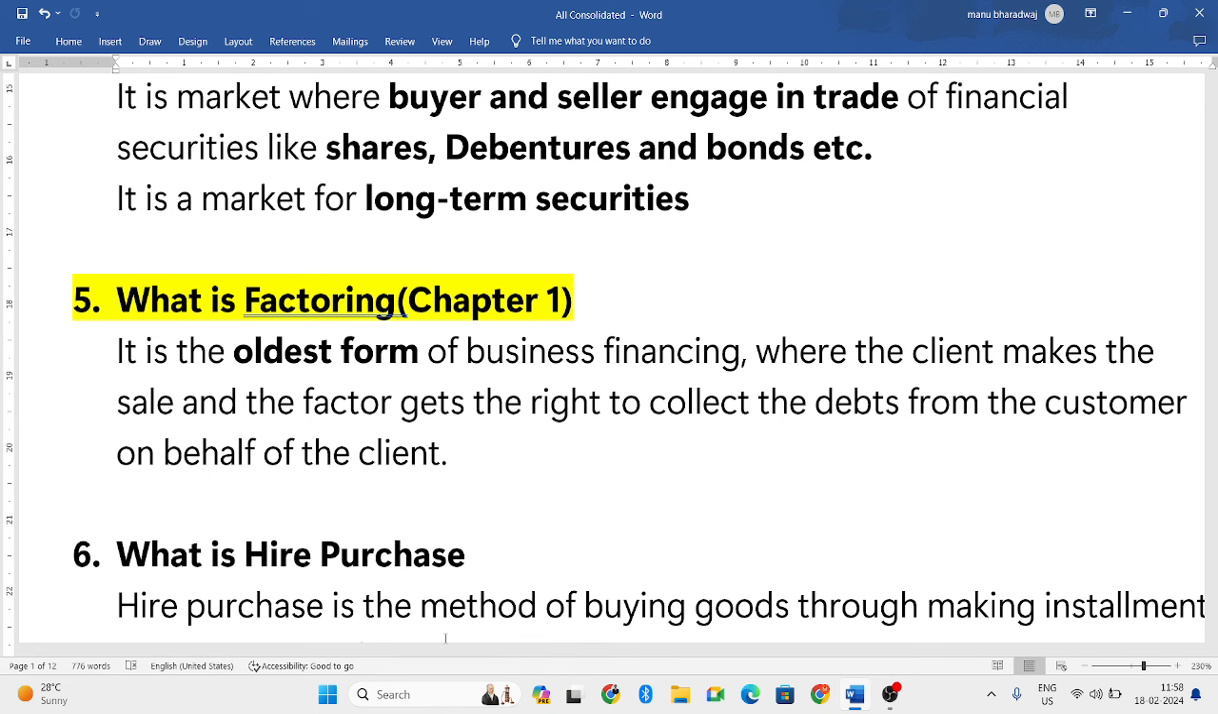You will appoint a person called a factor. The factor, on behalf of your company, will collect the debt from the customers. The remaining amount, whatever the customer has to pay, the factor will go and collect it and give it to the organization. While giving it, he will discount that money. He will hold some money as commission and the remaining money he will give to the company.